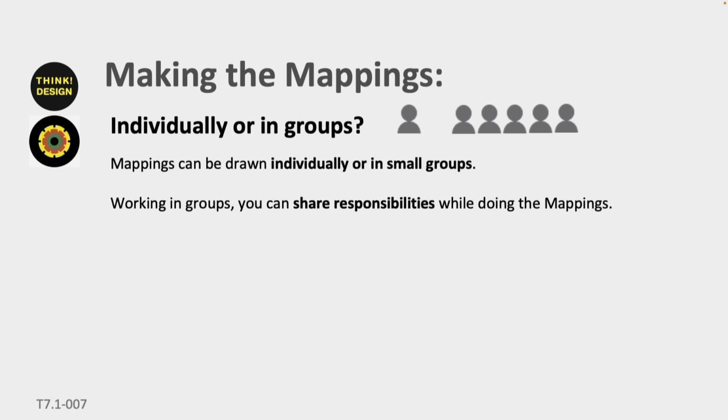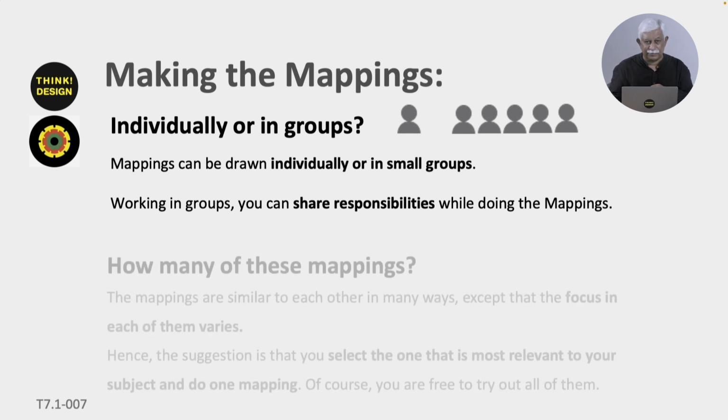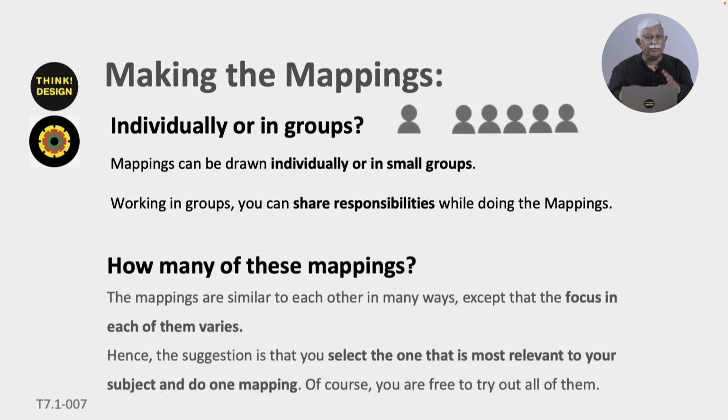Let's look at how we do these mappings. It can be drawn individually or in small groups. We've mentioned this before. Working in small groups, you share responsibilities while doing the mappings. How many of these mappings? I've been saying that it's fine if you can do just one of them. So, that's the minimum, but if you feel like you can do all of them, you can.